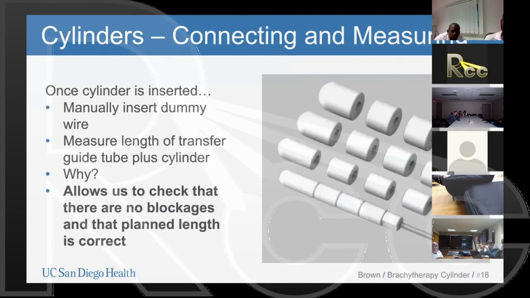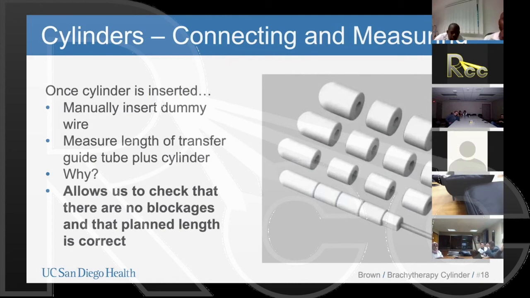Another thing that it allows us to do is to ensure that our pre-planned lengths are correct. So in some institutions, in some clinics, we will have multiple different lengths of transfer guide tubes. And if we have that, then for sure we want to measure the length every time to make sure that we're using the correct pre-planned length. So two reasons to do this.